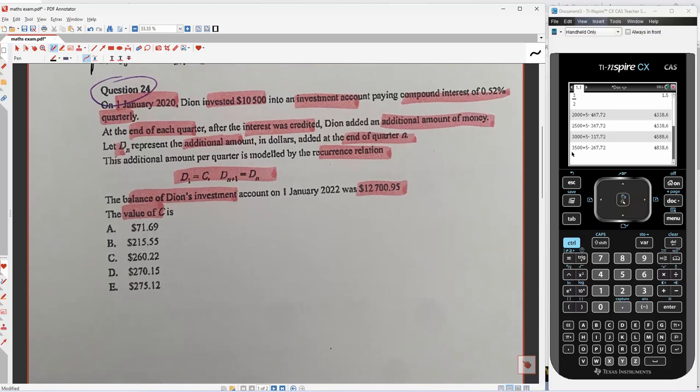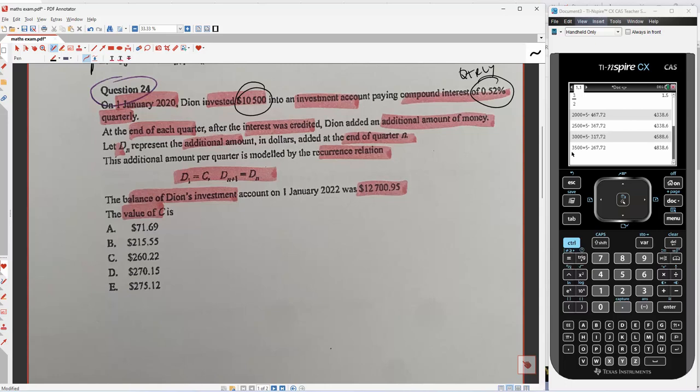Yeah, I've recognised this one. This is from a VCAA exam. So, yeah, this was hard, this one, I thought. On the 1st of January 2020, Dion invested this, paying this interest quarterly. Okay, so that's important to know, that that's the quarterly interest. Okay, at the end of each quarter, after the interest was credited, Dion added an additional amount of money. And D_n represents the additional amount in dollars added at the end of quarter n.